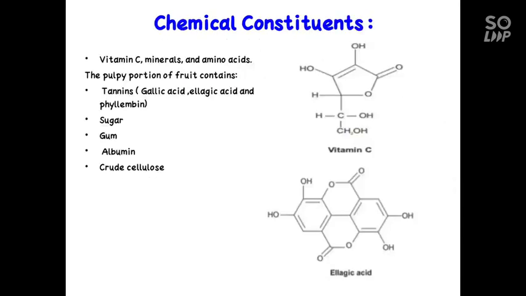Chemical constituents. Amla is highly nutritious and its main chemical constituent is vitamin C. Minerals and amino acids are also present. The pulpy portion of the fruit contains tannins, which include gallic acid, ellagic acid, and phyllembin. Sugar, gum, albumin, and crude cellulose are also present.